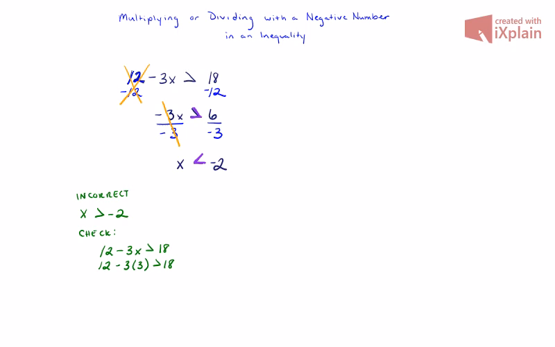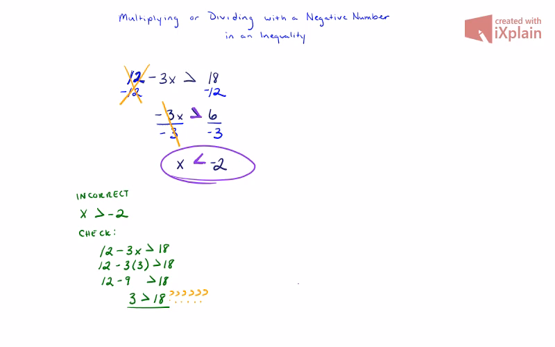Well, negative 3 times 3 is going to give you a negative 9. And then 12 minus 9 is going to give you a positive 3. So our statement right now is saying 3 is greater than 18. And that should basically be making you question a lot of things at this point. So this is incorrect. Let's go ahead and work with the correct answer instead. Let's work with the answer of x is less than negative 2.